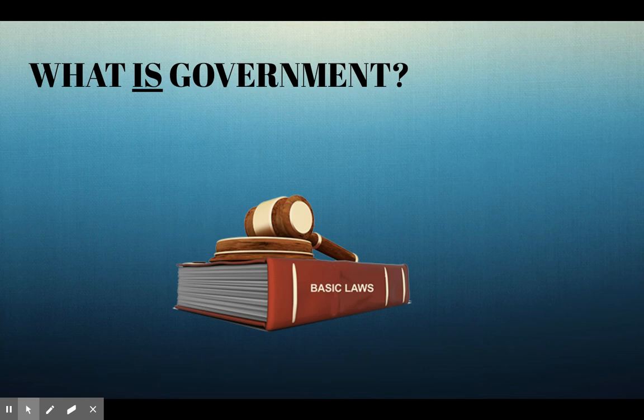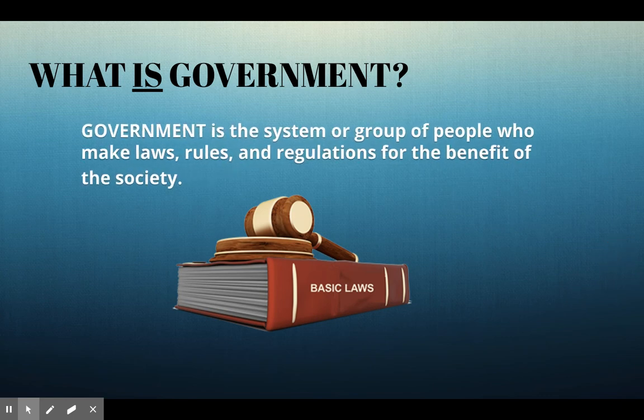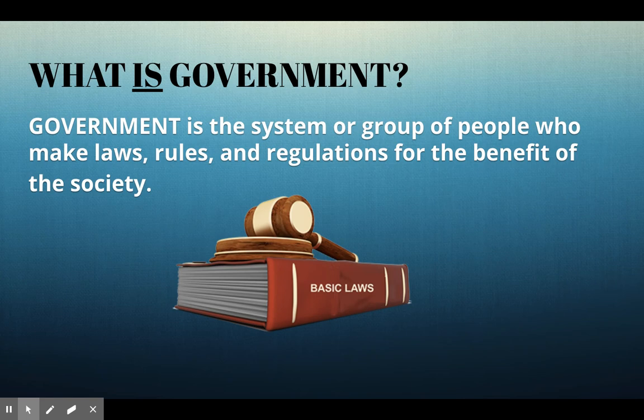First thing, before we look at the types of government, we have to understand what government is. We're on page 8 in your workbook. Government is the system or group of people who make the laws, rules, and regulations for the benefit of the society.